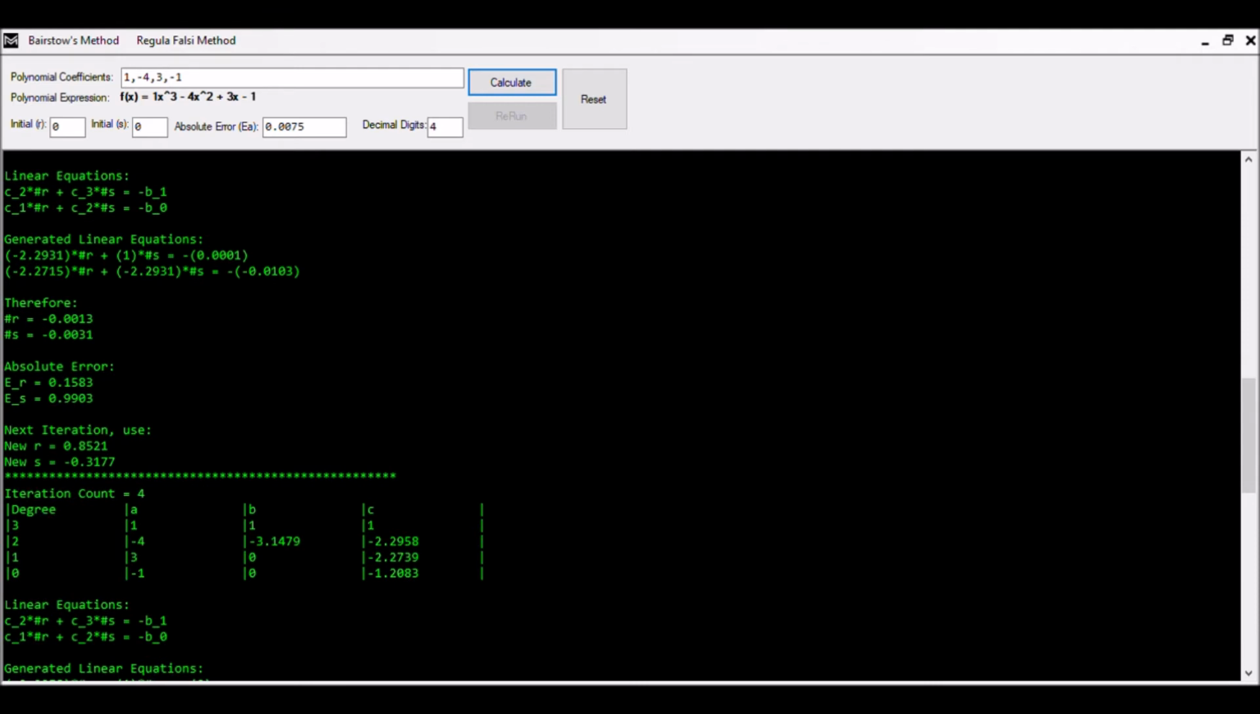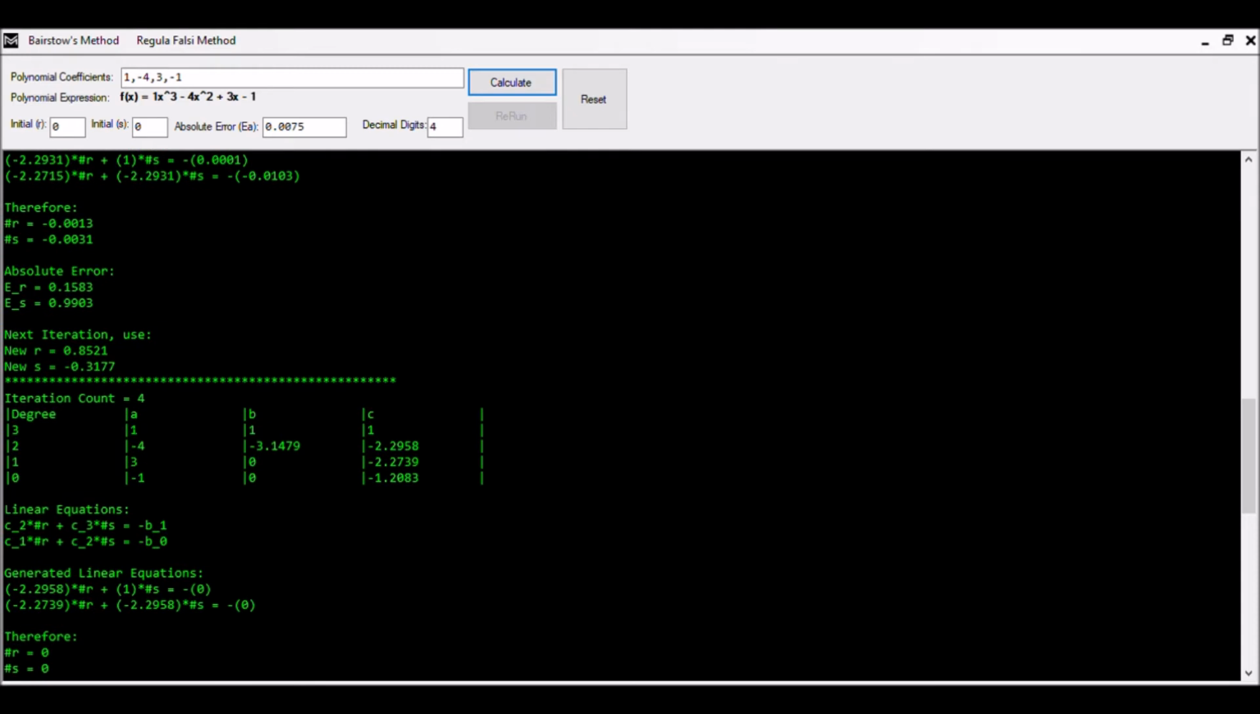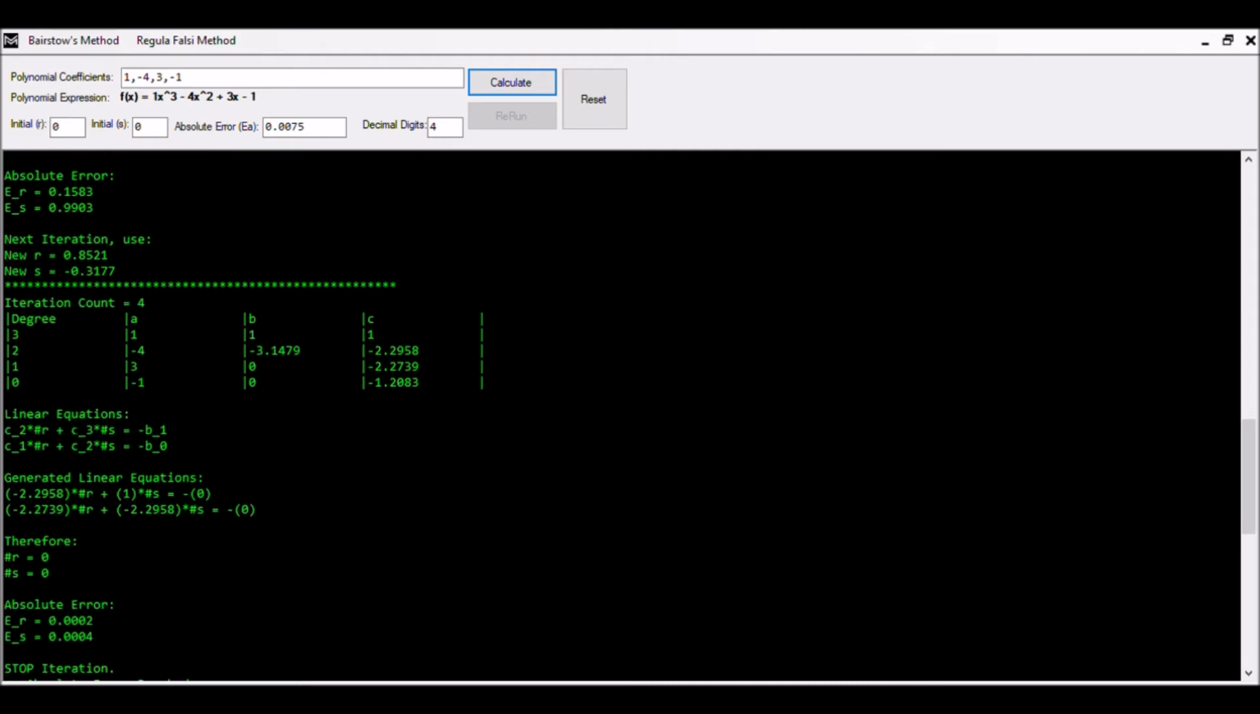the fourth iteration. As we can see here, there are values of A0 up to A3, B0 up to B3, and C0 up to C3. We then generated the linear equation of C2 again times the change in R plus C3 times the change in S is equal to minus B1, and C1 times the change in R plus C2 times the change in S is equal to minus B0.